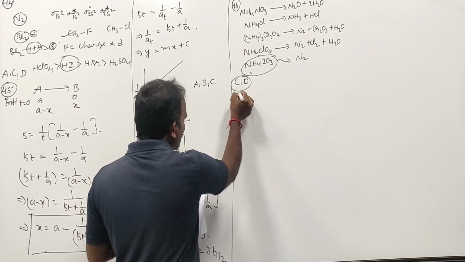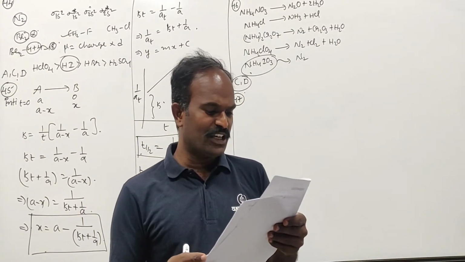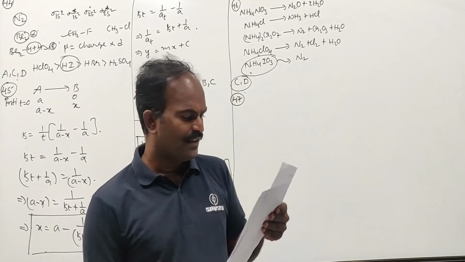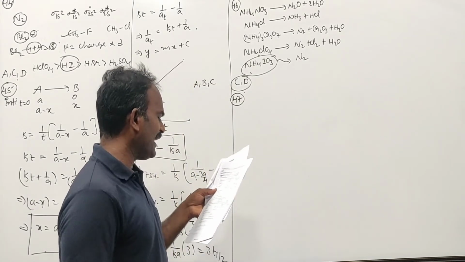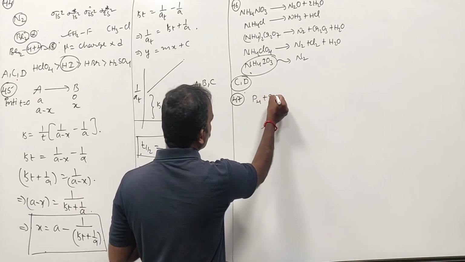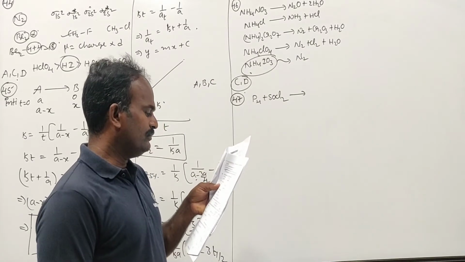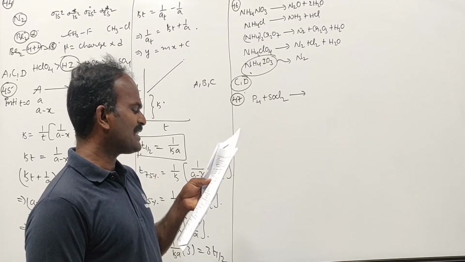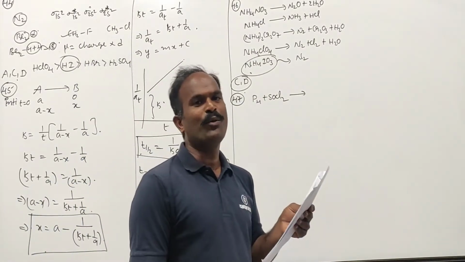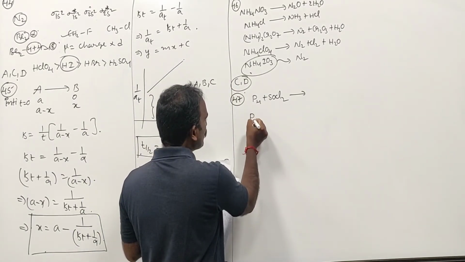Question number 47. Which combination gives sulfur dioxide? P4 plus SOCl2 gives PCl3. Next, H2SO4 plus NH3, absolutely no issue, it gives ammonium sulfate. P4 plus SO2Cl2.